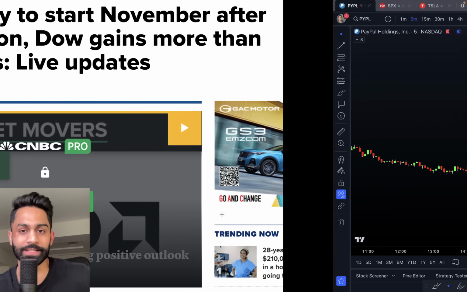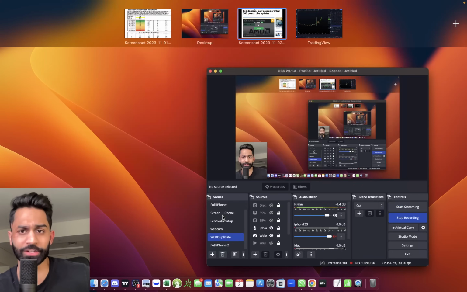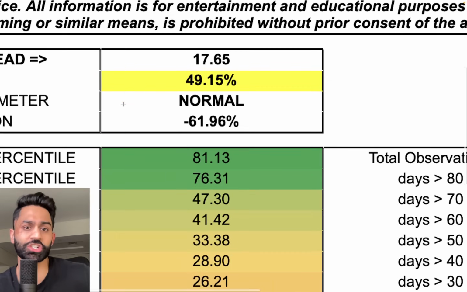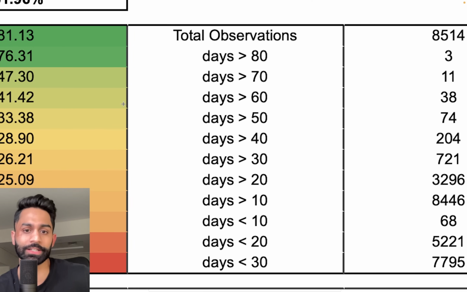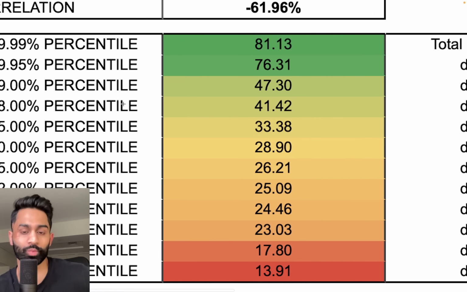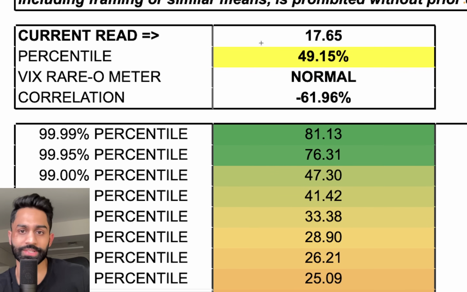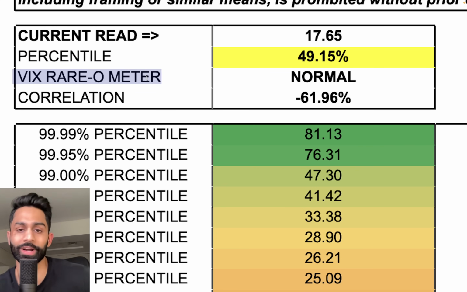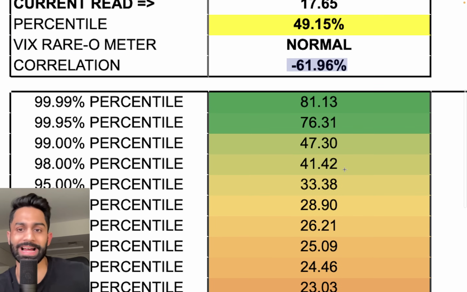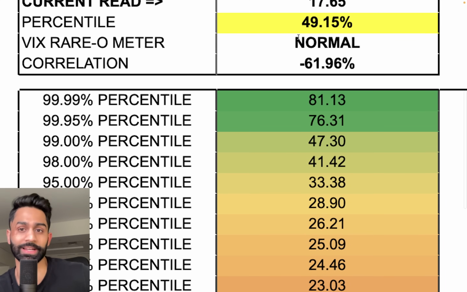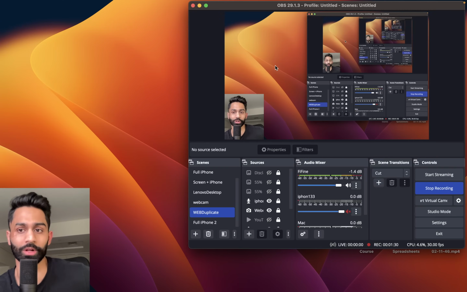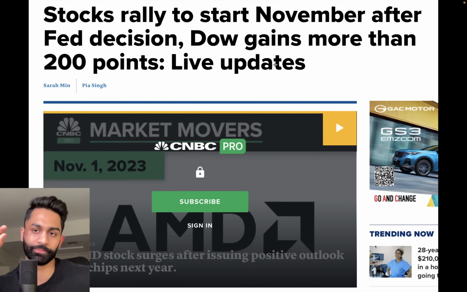So this right here is the VIX volatility spreadsheet that I've actually shared with all the members. This is a cheat sheet that is going to be updated automatically, and I think it's going to be very, very useful to better understand how the VIX trades, because this is one of those very important indicators that helps us better position ourselves in the market. It's going to show you the current read, the percentile that we're in, the rareometer, whether we're in normal or rare environments, the correlation with the NASDAQ, and every single other percentile that I think is going to be very important to keep track of, right? So this is going to be updating every single day automatically using the Google Finance formulas.